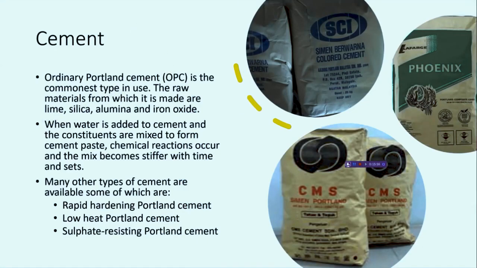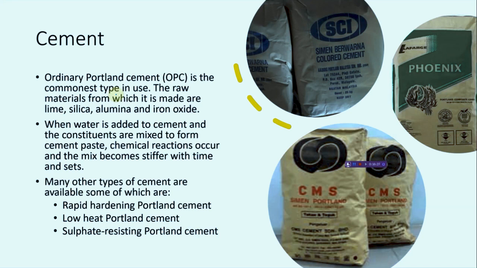So cement, I will talk a bit. Here we have the ordinary Portland cement. OPC is the common type used. The raw materials from which it is made are lime, silica, aluminium and iron oxide. When water is added to cement, the constituents are mixed to form cement paste. A chemical reaction occurs and the mix becomes stiffer with time, which is the set.